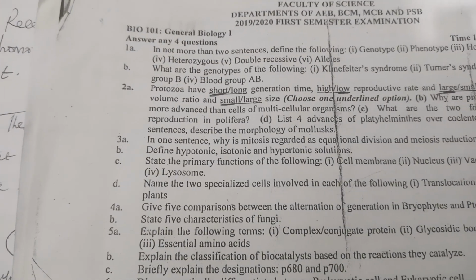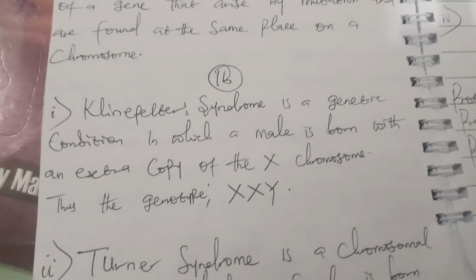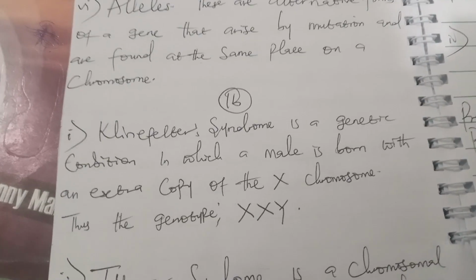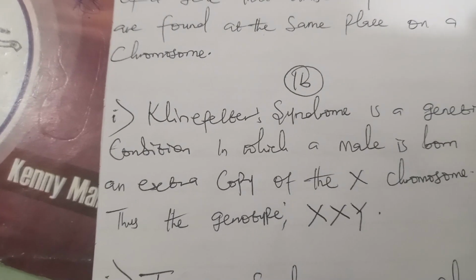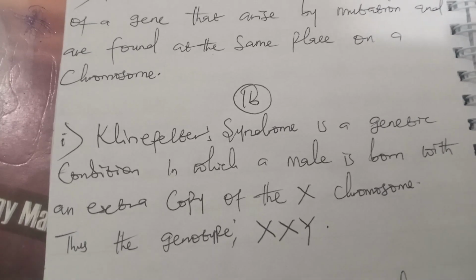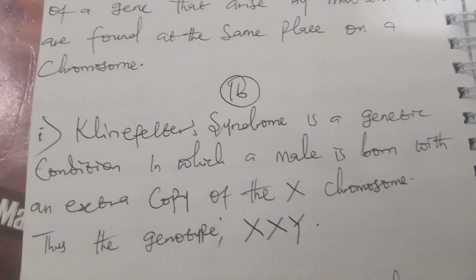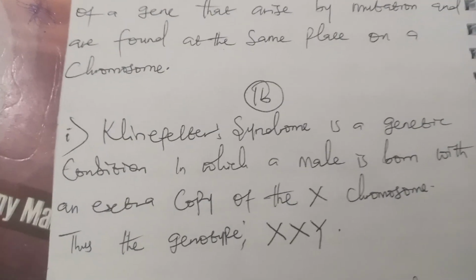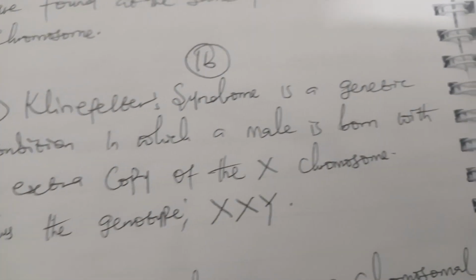Now, let's answer number 1B. It says, what are the genotypes of the following? Klinefelter syndrome, Turner syndrome, blood group B, blood group AB. First off, Klinefelter syndrome. It is a genetic condition in which a male is born with an extra copy of the X chromosome. Remember that every male has an XY chromosome. That's what makes it a man. But when we have an additional X chromosome, the new genotype in Klinefelter syndrome is XXY, because we already have an XY in the male plus the extra X. That's for Klinefelter syndrome.